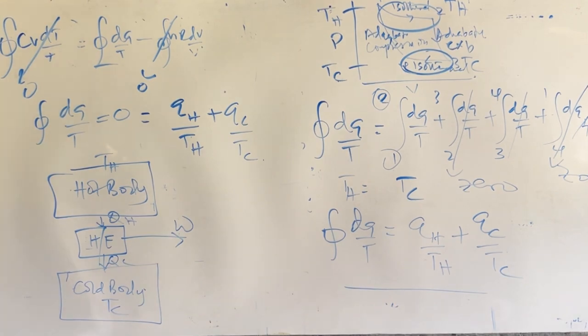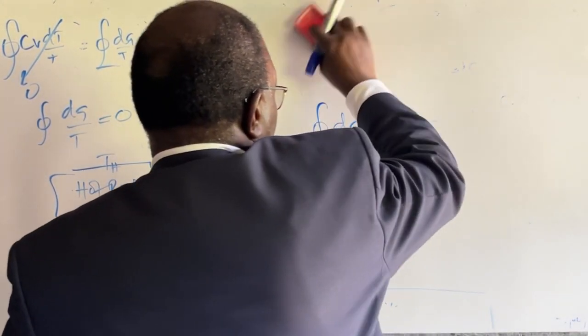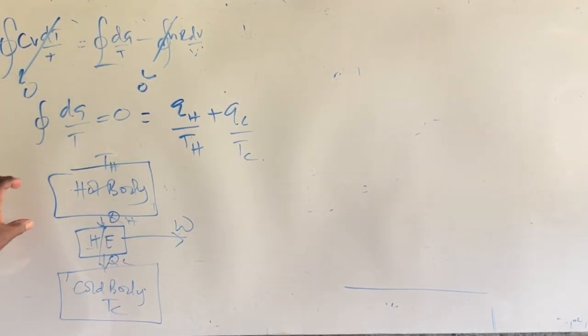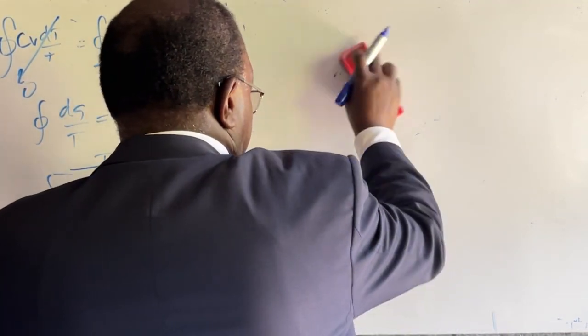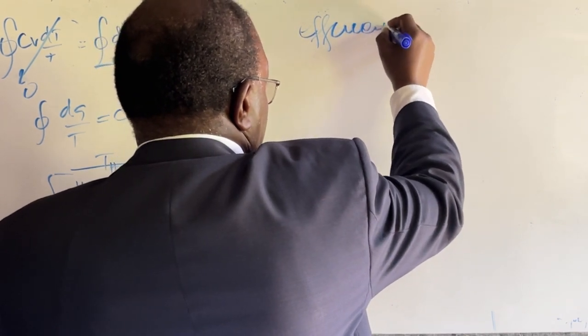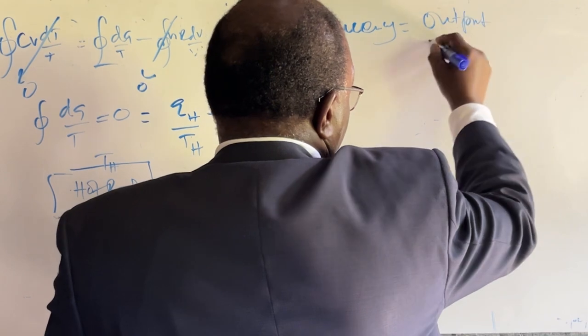Why are we calling them reservoirs? We are calling them reservoirs because these temperatures are not affected whether you remove heat or whether you add heat. So they are relatively stable under these temperature subtractions and additions. So the efficiency of a process, as you always remember, will be the work output divided by the work input.